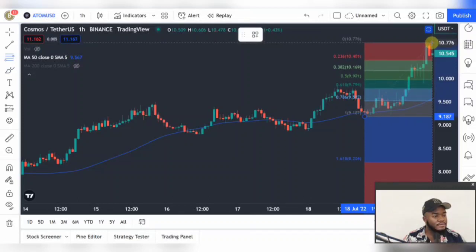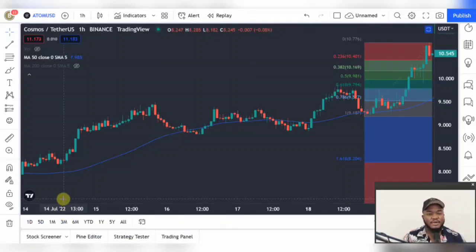Now this is how to plot Fibonacci in your chart for an uptrend. As you have plotted the Fibonacci levels, the next thing is to determine the key level areas to go in this particular trade.